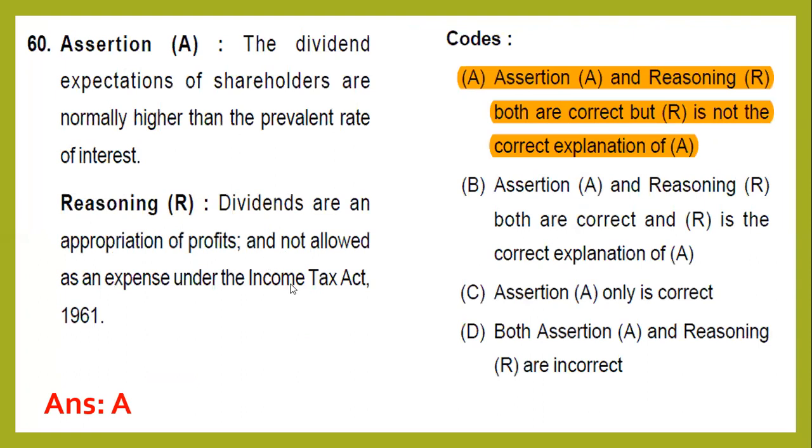Now we go to the 60th question, assertion and reasoning. The assertion is that the dividend expectations of shareholders are normally higher than the prevalent rate of interest. The reason is that dividends are an appropriation of profits and not allowed as an expense under the Income Tax Act of 1961. The correct answer is A. Assertion A and reason R are both correct, but R is not the correct explanation of A. So therefore the answer is A.